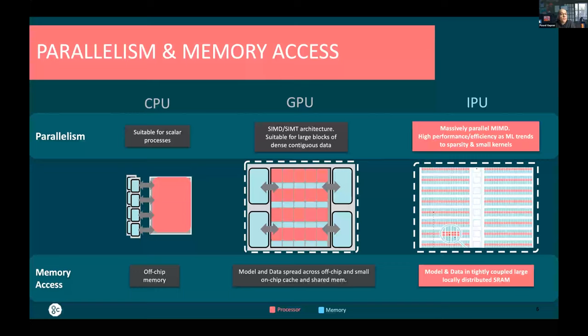The second aspect, which is also very important, is memory access. Usually, most CPUs are using off-chip memory, and some of the most sophisticated memory subsystems you can find on the GPU are, of course, HBM, but they are orders of magnitude slower than what we can achieve with our approach. So our idea was to put the model and the data tightly coupled together on very largely distributed SRAM. We have all our memory and the execution processor unit coupled together, working very closely, minimizing the time needed for data exchange.